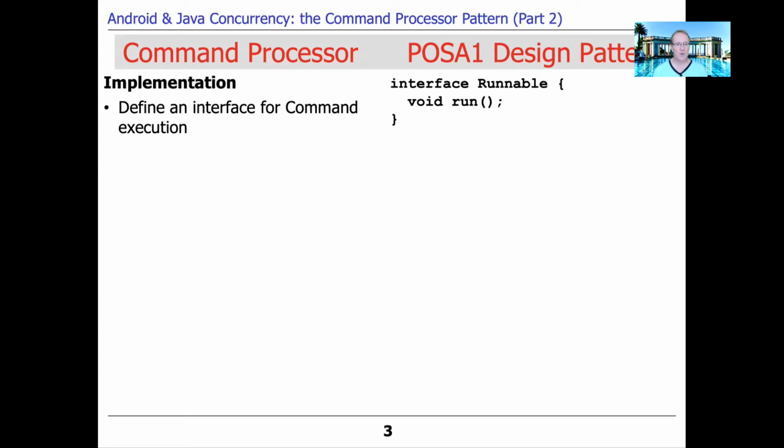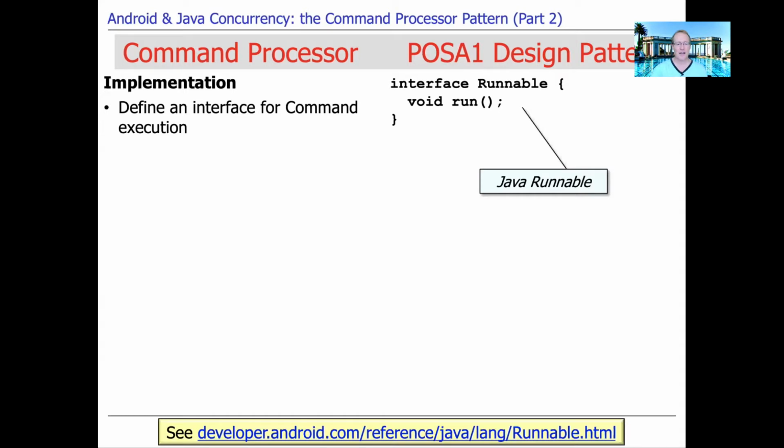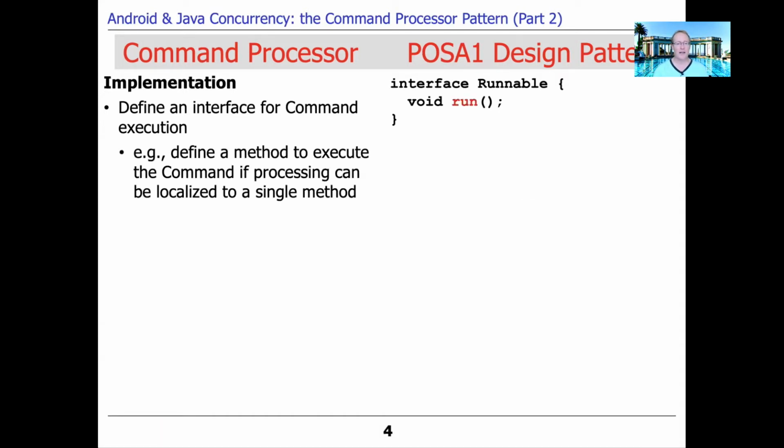The first thing you need to do is define an interface to execute commands. And there's lots of different ways of doing this. Of course, my recommendation would be, if at all possible, to use some kind of functional interface. A classic example of a functional interface that you undoubtedly all know and love if you're a Java programmer, especially a concurrent Java programmer, is the Runnable interface, which has a run hook method. So we're all familiar with that, I'm sure. You can see this link at the bottom of the slide for more information about Runnable.